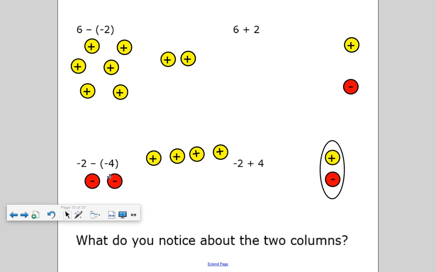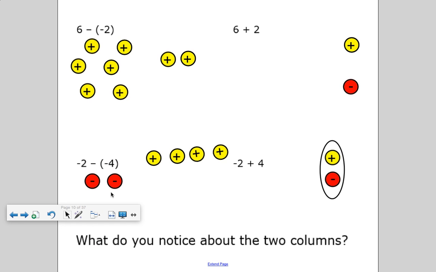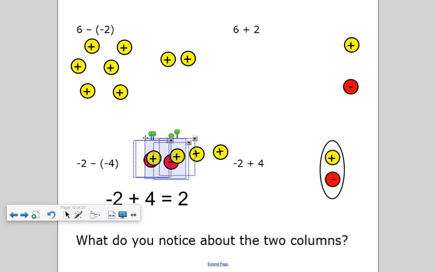So -2. I'm going to type this up. So I started with -2. I added 4 positives. It's right here. So it seems I changed the subtraction expression into an additive expression. And what is -2 plus 4 going to equal? 2. Because these will 0 pair out. And what do you have left? Positive 2.